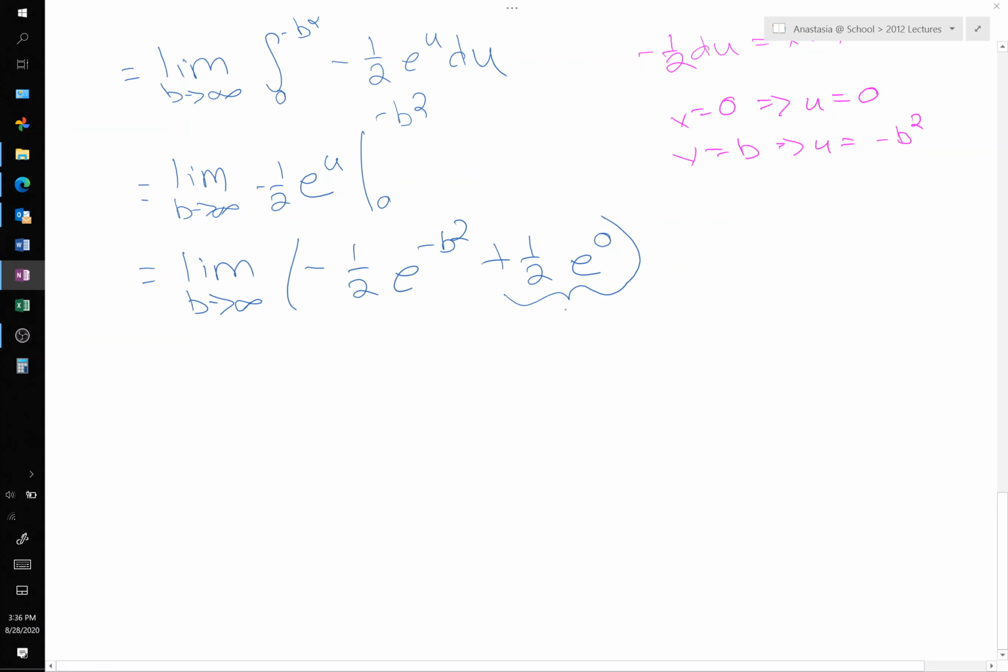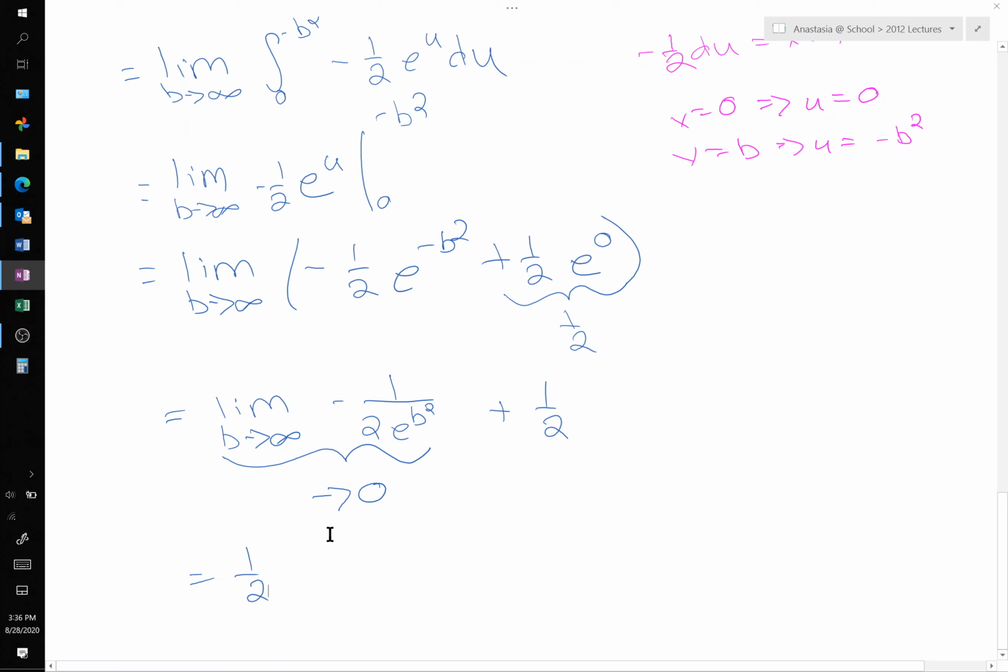That second term, the constant term, becomes just 1/2 because e to the 0 is 1. The first term, in order to evaluate this limit, it might be helpful if you rewrote it in terms of positive exponents. So we would have negative 1/2, and this would be a 1 over e to the b squared, so I'm writing it as negative 1 over 2 e to the b squared. And then we've got plus 1/2. Now, as b goes to infinity, the exponential function goes to infinity, and 1 over something going to infinity, the whole thing goes to 0. So this means that we end up getting 1/2.